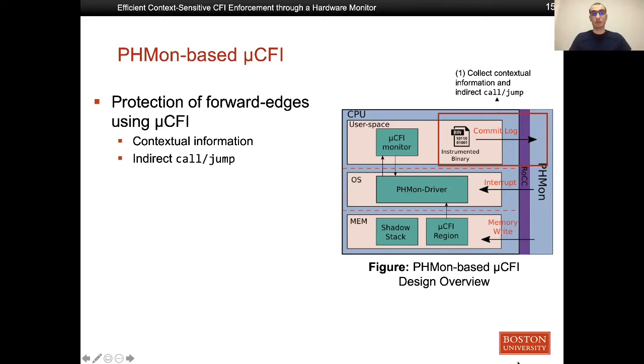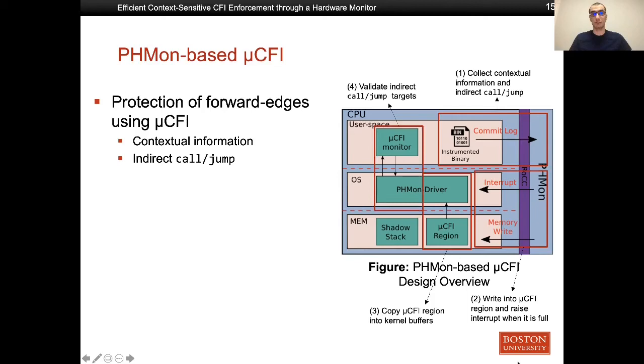In addition to contextual information, we need to collect indirect call and jump targets with PHMon. So we instrument the program to help PHMon collect this information, and whenever PHMon observes these values in the commit log, it performs follow-up actions, which is basically writing these values into a memory region called the microCFI region. And whenever the microCFI region becomes full, the PHMon driver, a kernel driver, copies the content of this region into kernel buffers.